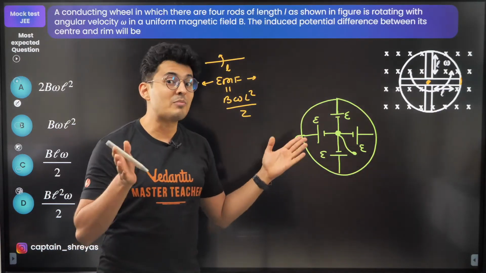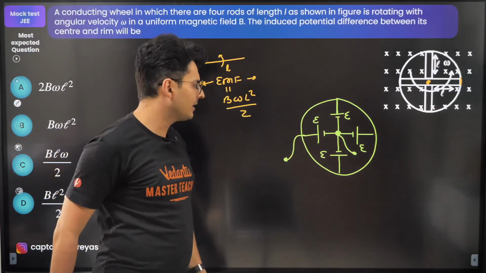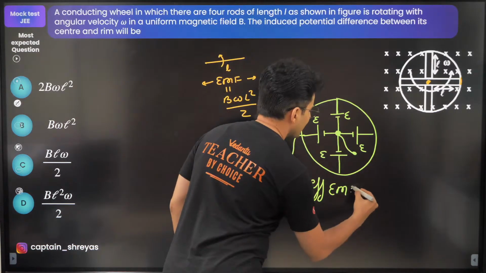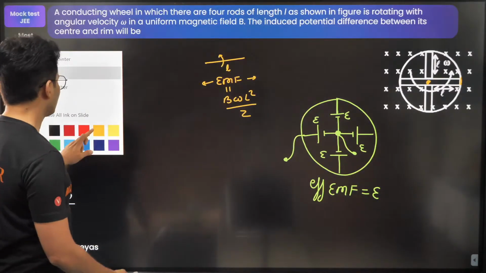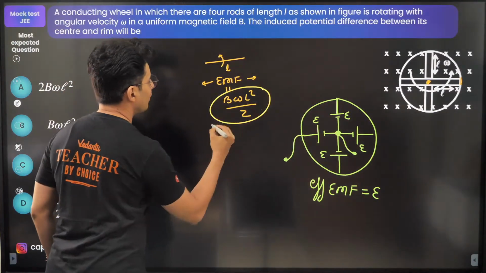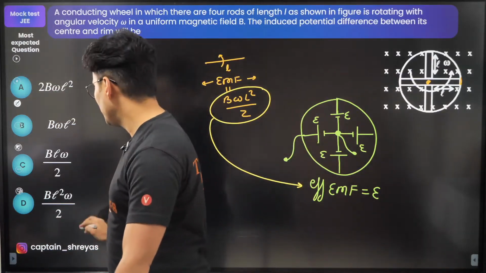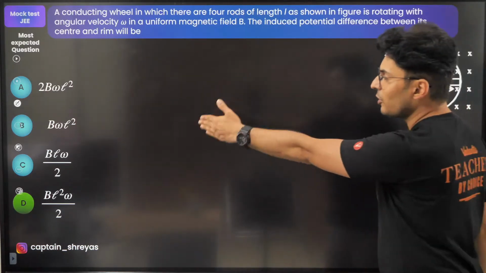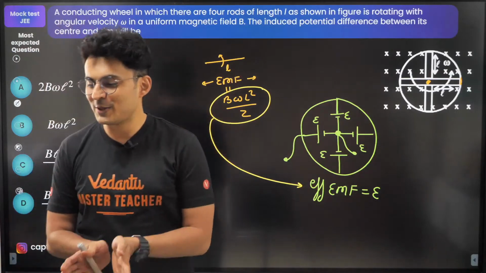Obviously, all of them are in parallel, and when they are in parallel, the EMFs remain the same, only the current increases. So the effective EMF is still going to be E. Hence, the value you have got will be the effective EMF, B omega L square by 2, which is option D, of course. These options are just there to confuse you. It's not going to be 0, it's going to be in parallel.